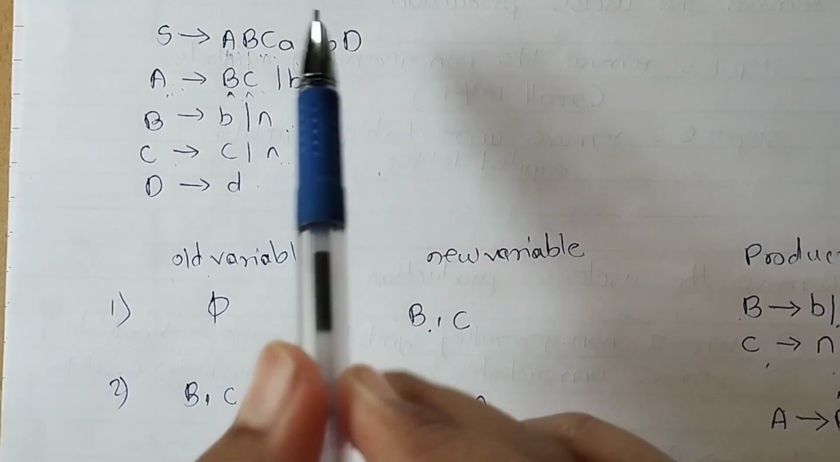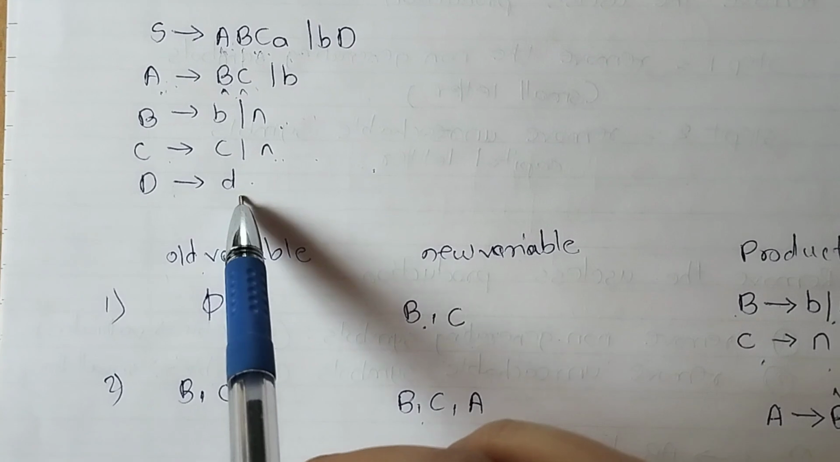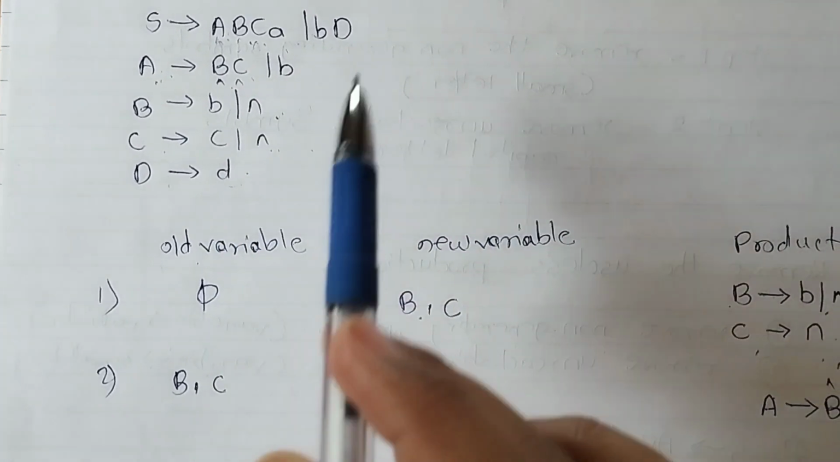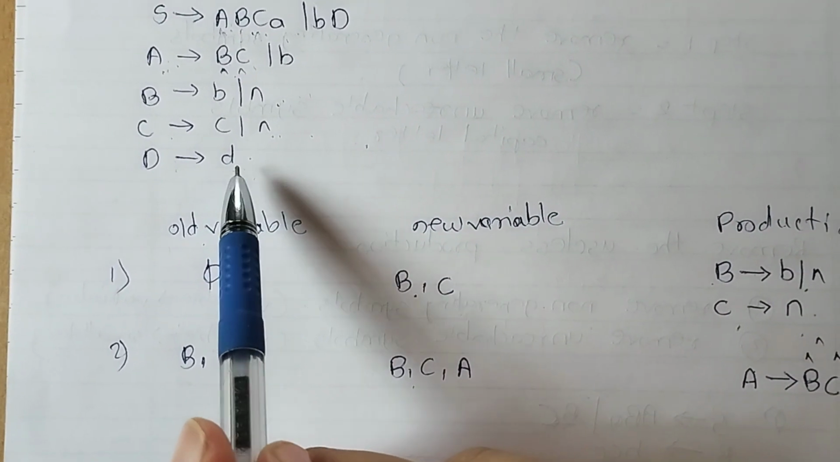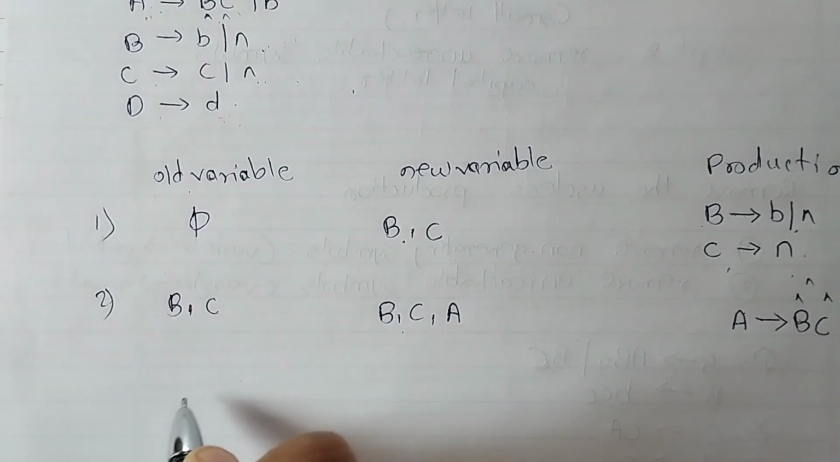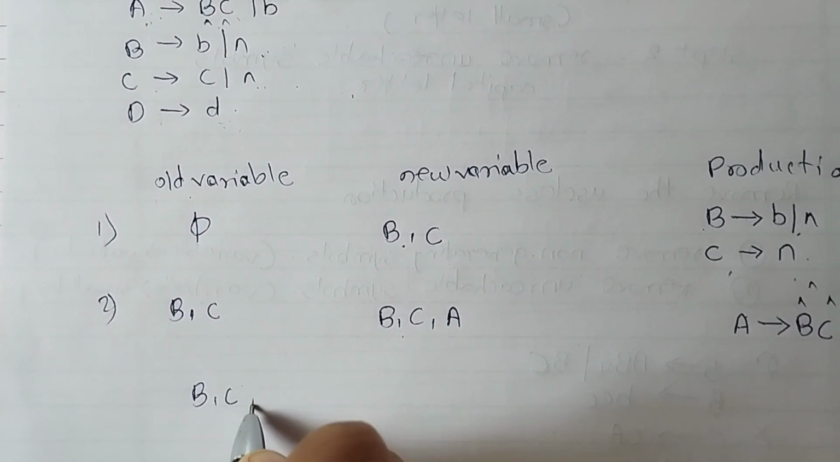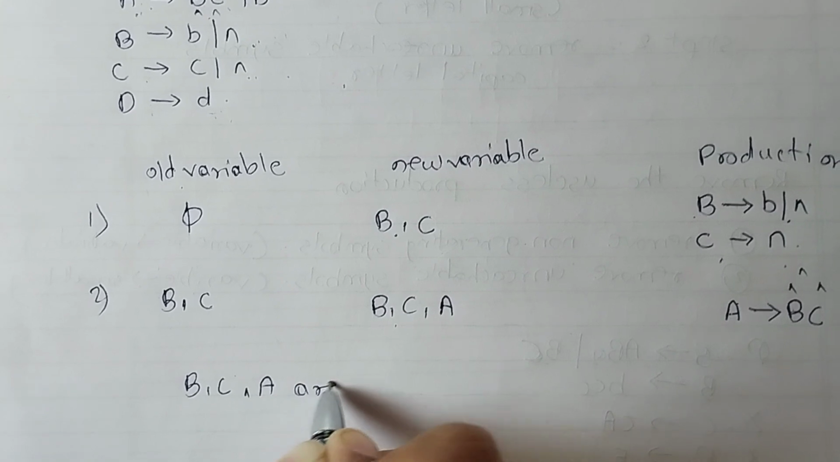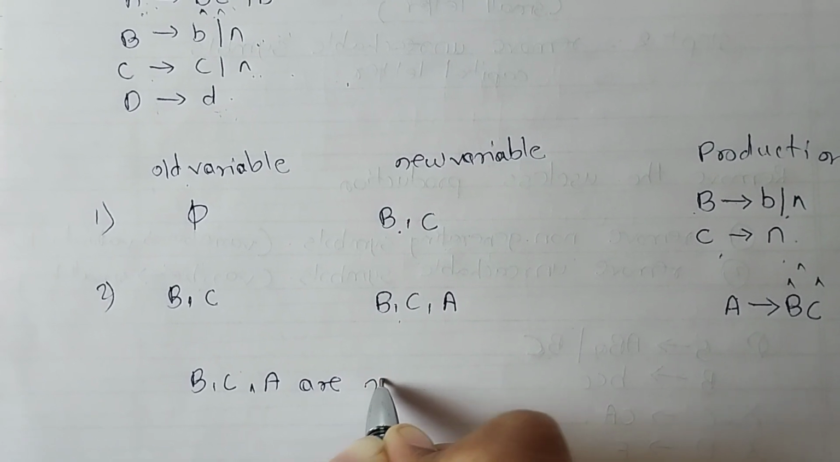Then D and C is null. Then D produces small letter d, so this is also not completely null. So only A, B, C are our null values. So we write here B, C and A are our nullable values.